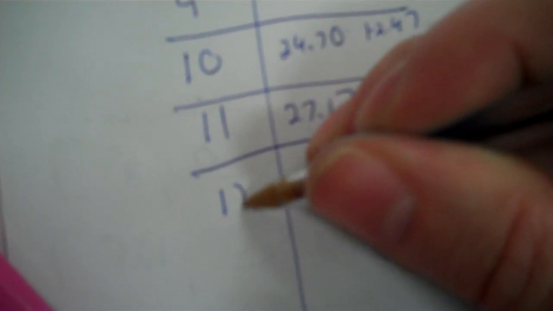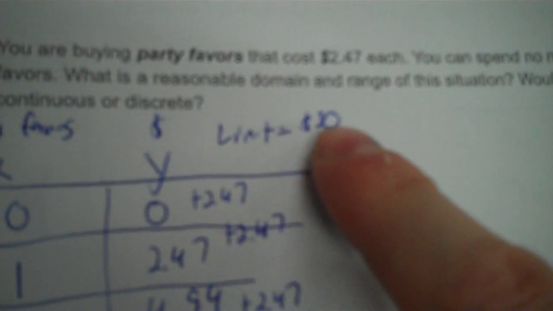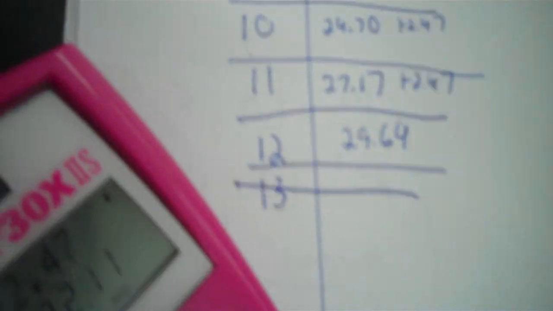Okay, $27.17. Then 12 plus 2.47 gives you $29.64. Now, I'm going to stop, and here's why. Because if you went to 13, 29.64 plus 2.47, that's 32. That's over the limit, so we can't make it to 13.